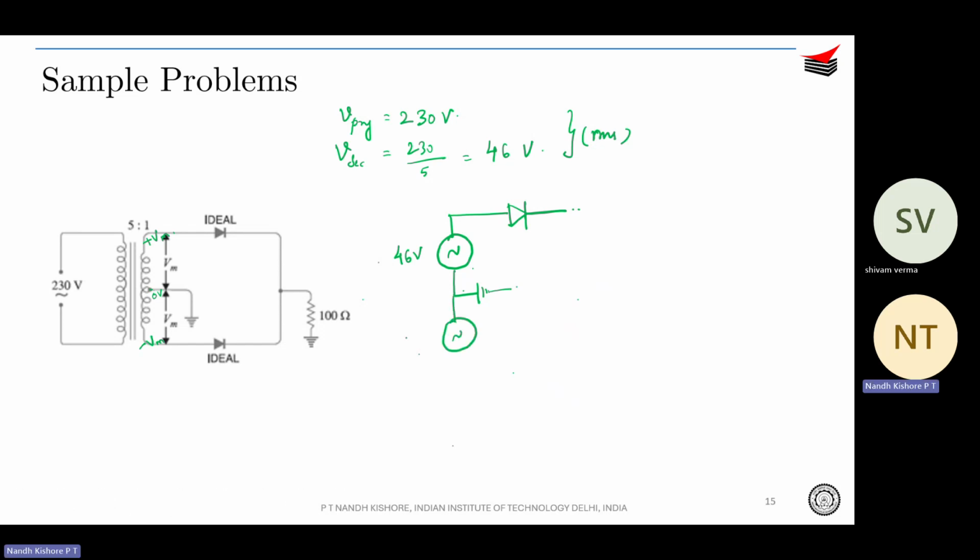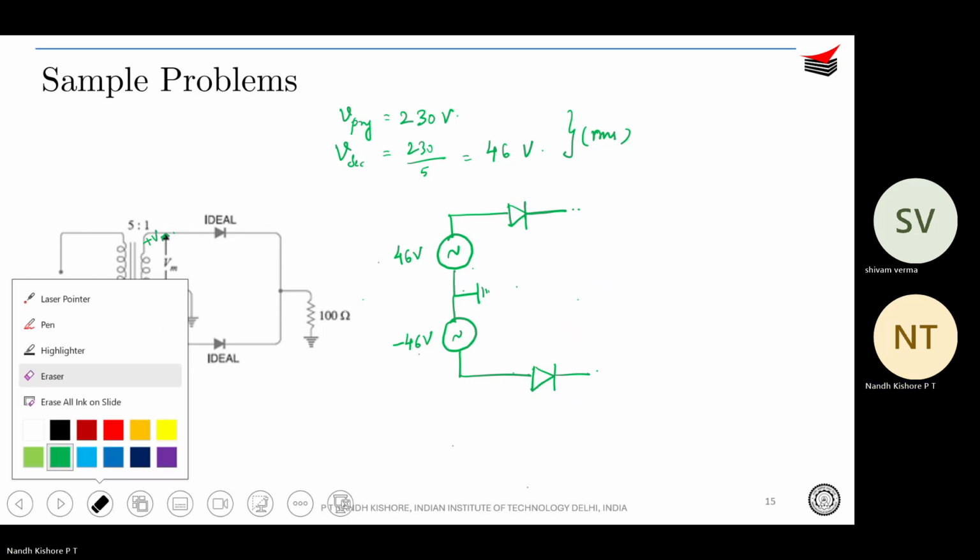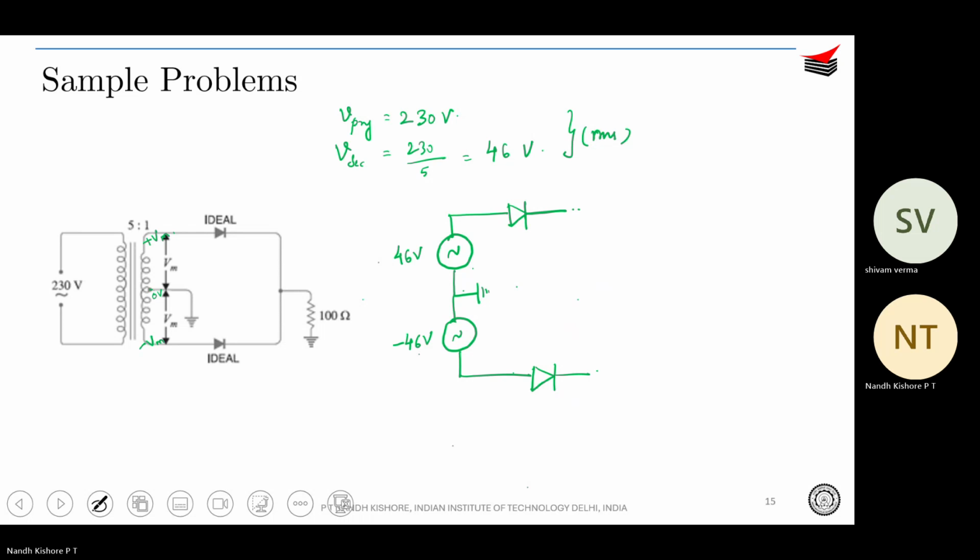The same thing, I am having minus 46 volts over here, and I have another diode, and both of these terminals get connected, and you have a resistance. Now you can understand easily that at one point of time only one of these would be conducting, right?